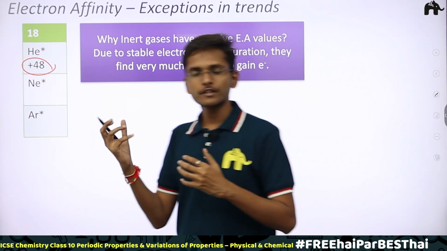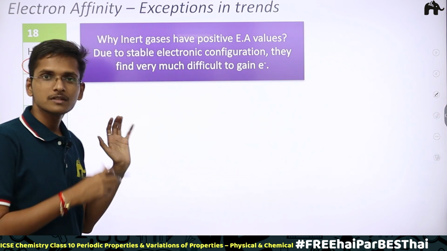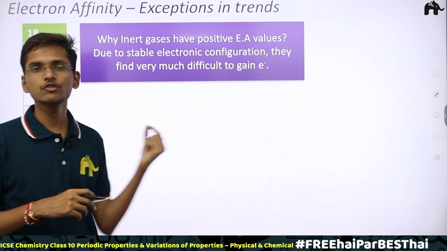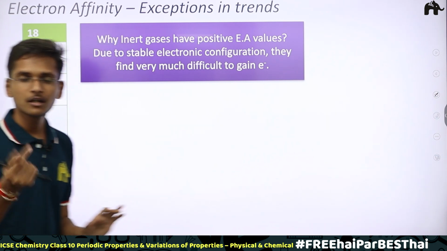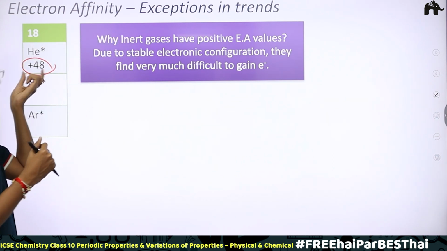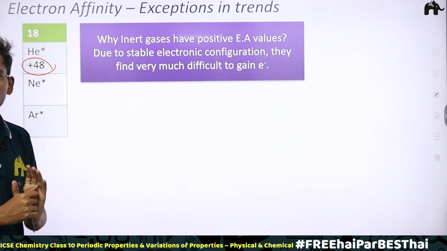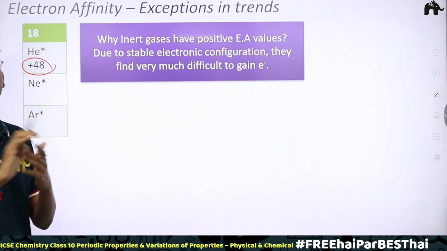What we studied is that across the period the electron affinity values become more and more negative, but suddenly the value becomes positive. Here neon shows a positive value after fluorine. So this is an exceptional behavior. Now why is this happening?